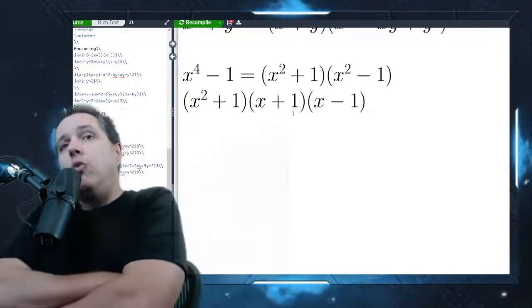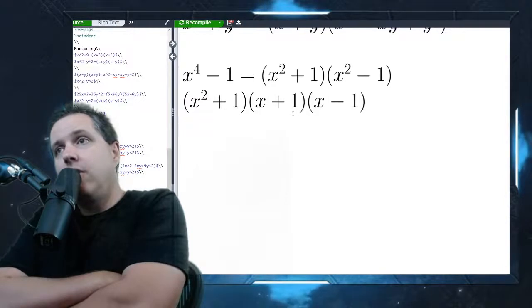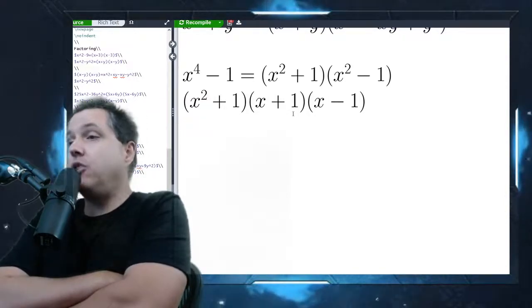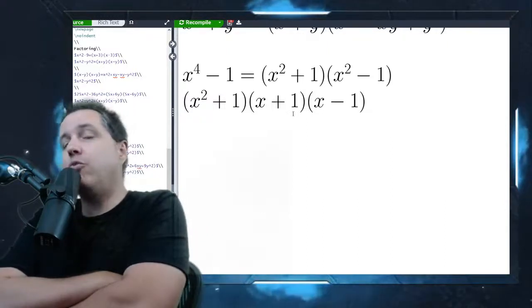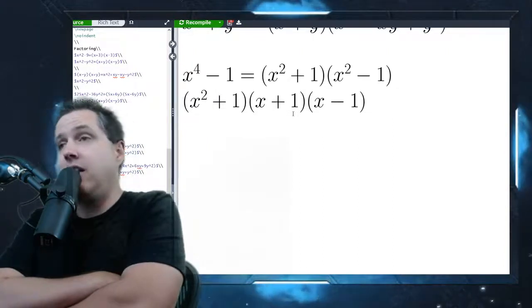So what did we learn today? We learned how to factor with those three formulas. We learned when to recognize what factoring method to use. And then we also learned that we need to look out for repeated factoring. And that completes our understanding of factoring.